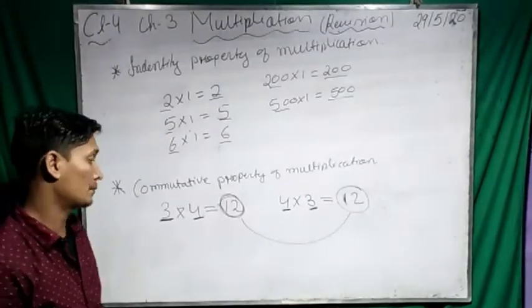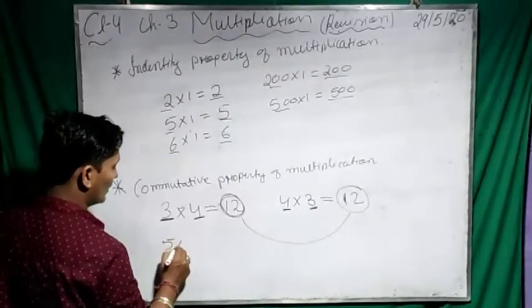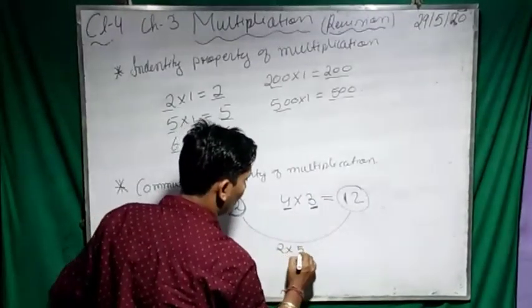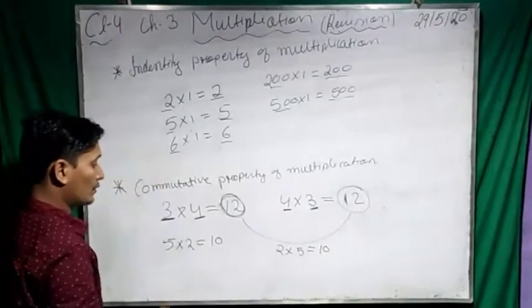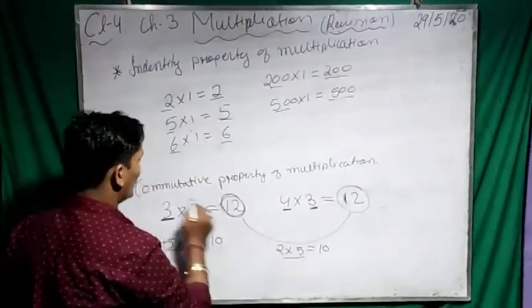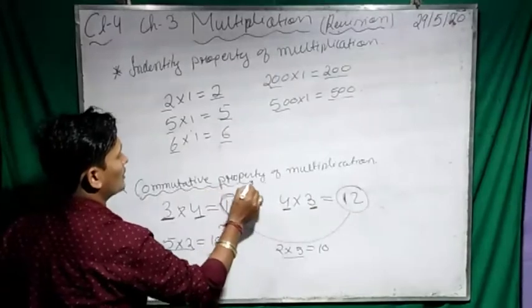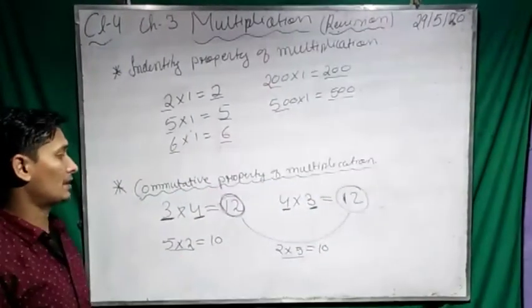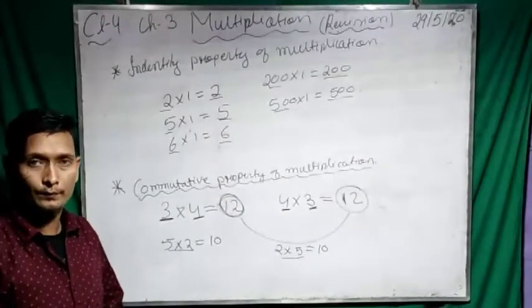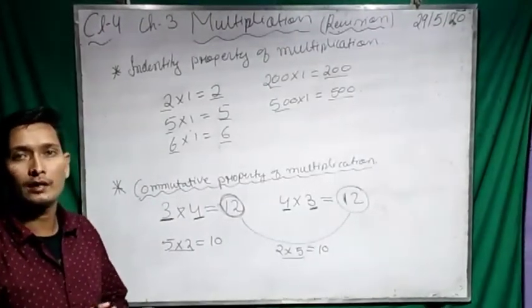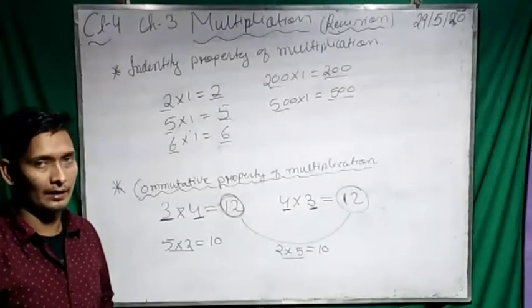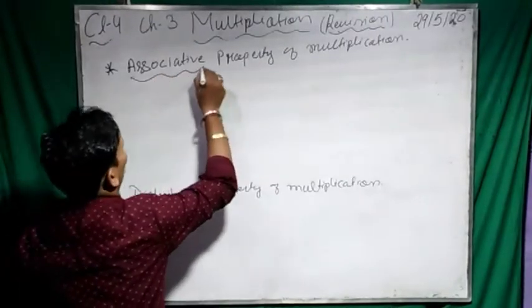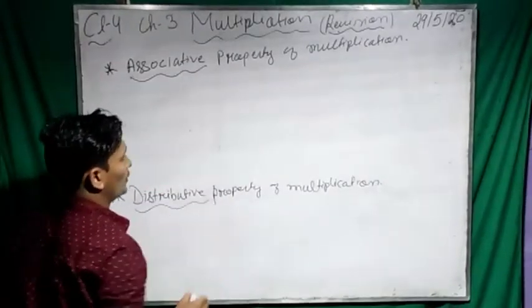The product remains the same. Suppose again 5 multiplied by 2 is equal to 10. Then 2 multiplied by 5 is how much? 10 only. Yes or no? See? So this property is known as the commutative property of multiplication. In multiplication, we can change the order of the numbers. Got it? But the answer will not change. Clear? Okay. Now we will discuss the associative property and the distributive property.